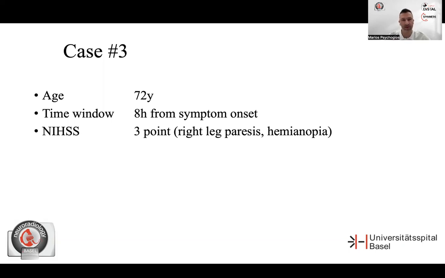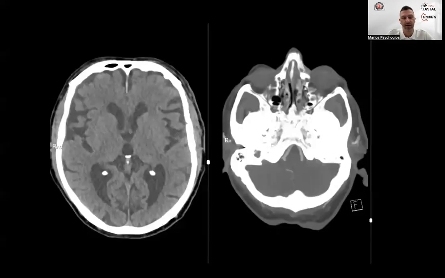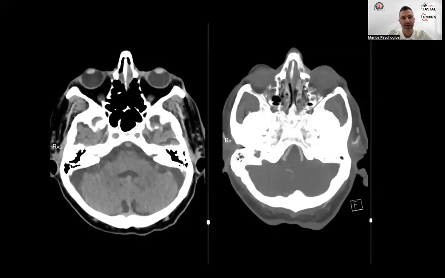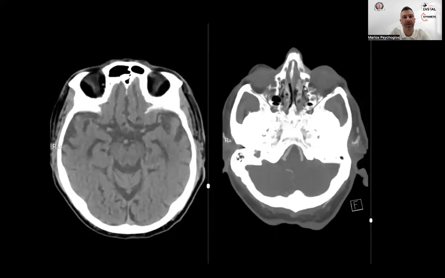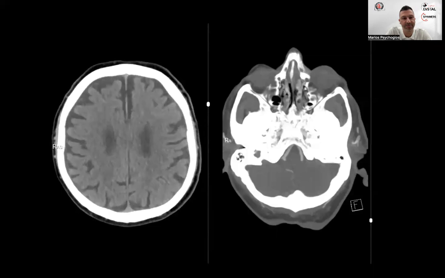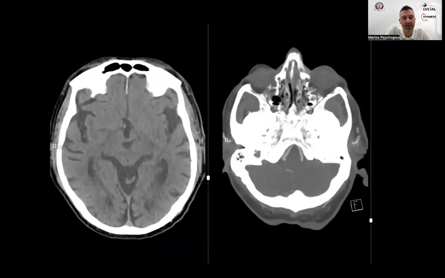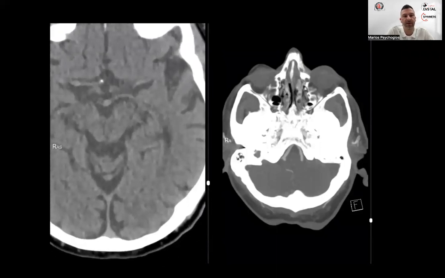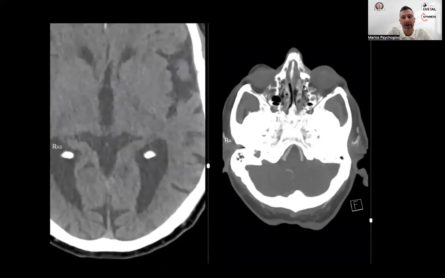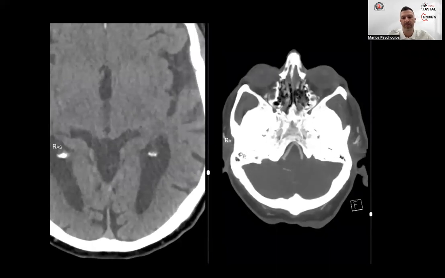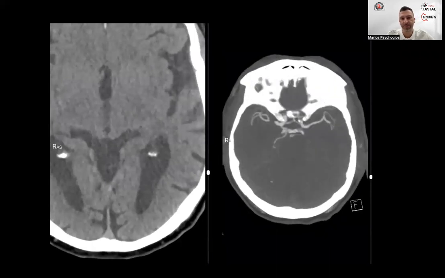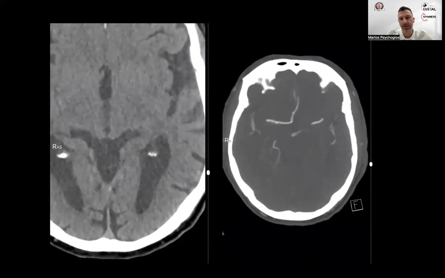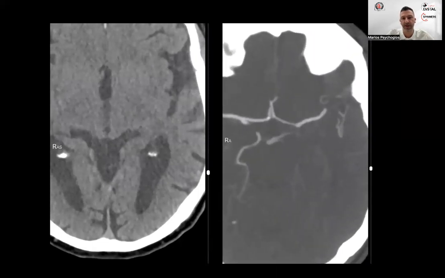But again, for this patient, it was clearly disabling, and we were able to discuss this with him, and he was open to treatment. So what you see here on the native CT is no demarcation. You don't really see extensive ischemic signs. There is no hyperdensity on the P1 segment or the P2 segments. And then what we see on CTA is an occlusion. So you can see the PCA occlusion on the left side here.